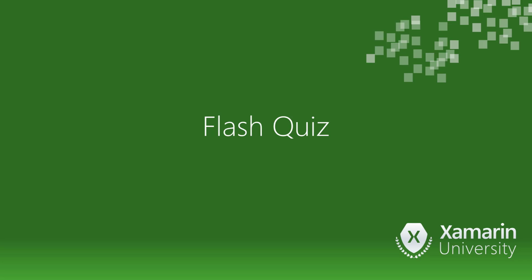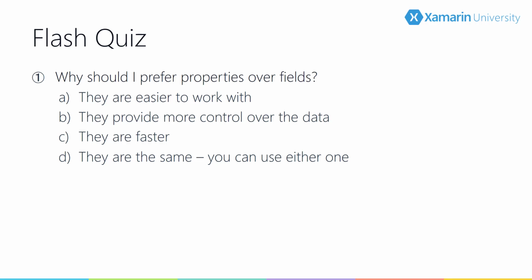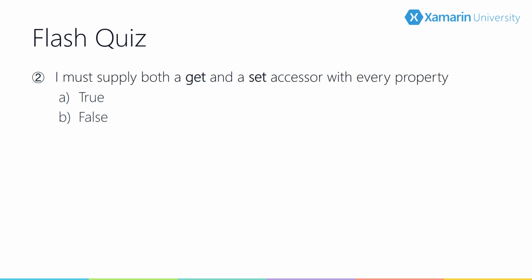Okay, let's do another flash quiz. Question number 1. Why should I prefer properties over fields? And the answer here is B. They provide more control over the data. That is 100% true. Number 2. I must supply both a get and set accessor with every property. Is that true or false?